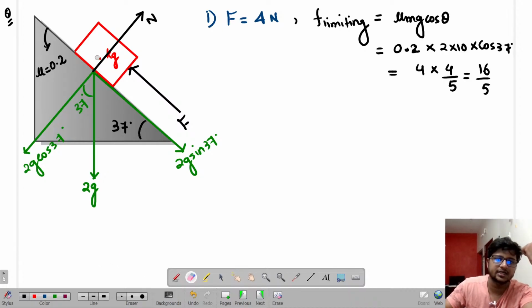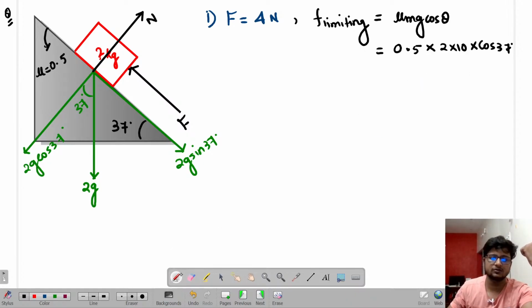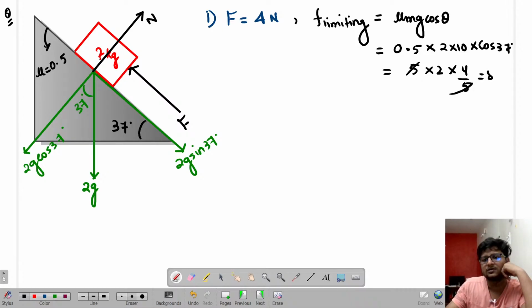Let us change one thing a little, the mass, so that the calculation stays easy. Let's take this mass as 2 kg itself, and let's change the μ value to 0.5 such that our calculation goes easy. So the μ value is how much? Let's put it as 0.5, so that the fraction will not come. So this is how much, 5 into 2 into 4/5, how much is this Newton? 8 Newton.